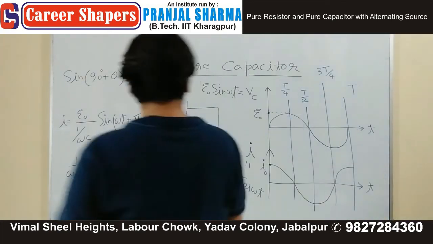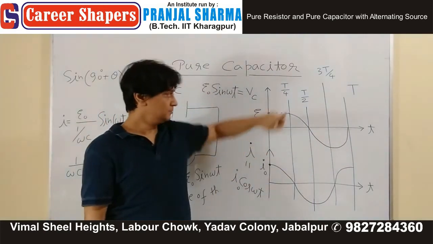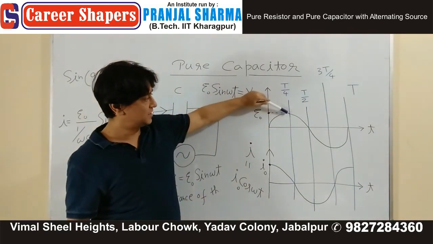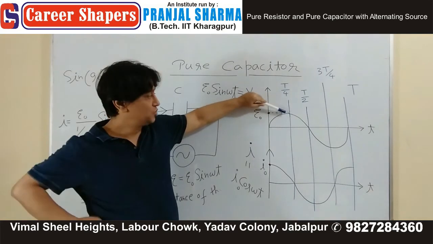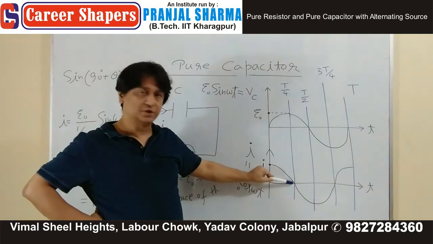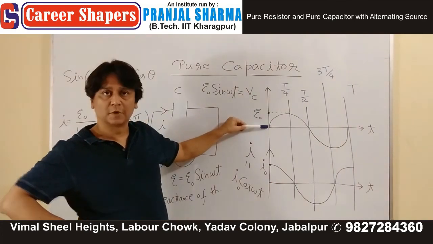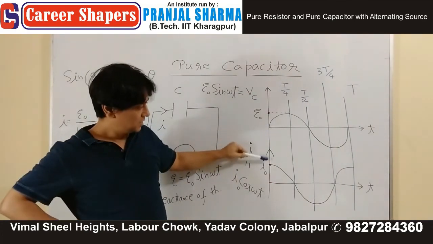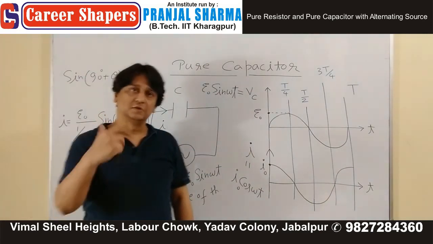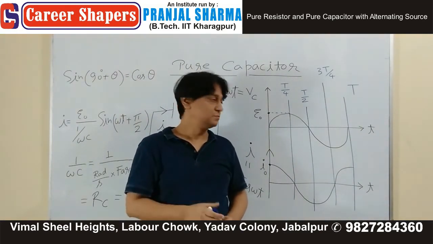Now we'll write the statement, but before that, let's understand the meaning of this phase difference of pi by 2. Look, this is the maximum potential difference. When potential difference is maximum, current is 0. When potential difference is 0 across the plates of the capacitor, current is what? Maximum. This is called phase difference of pi by 2.